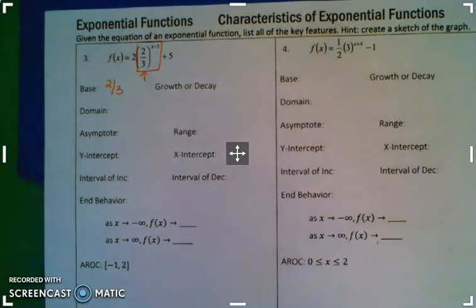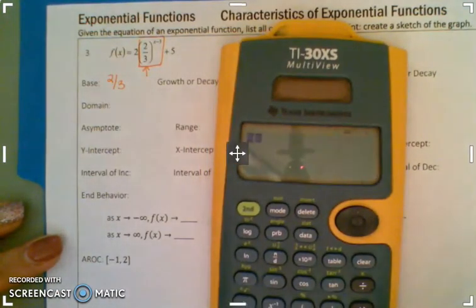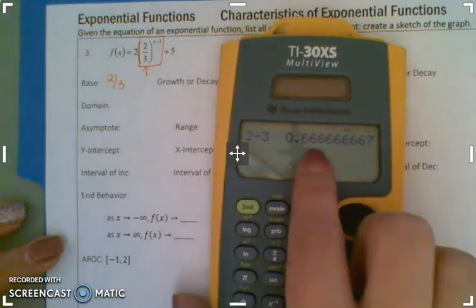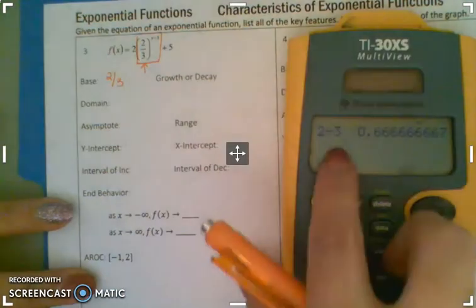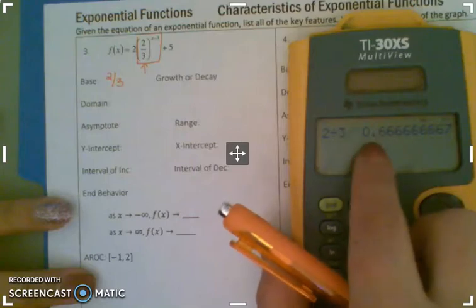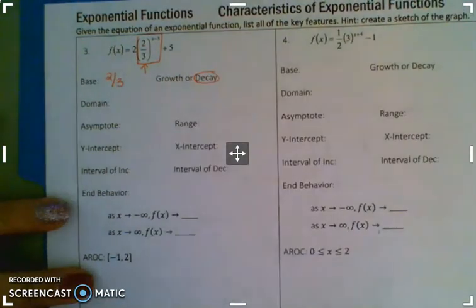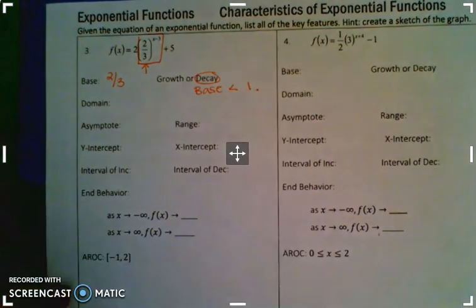So 2/3, if you put that into your calculator, handy dandy calculator, 2 divided by 3, you get 0.666666666. So this is approximately 0.67. Because it's less than 1, this is going to be decay. And we'll talk about this more in notes later on. But it's decay because your base was less than 1. If it's greater than 1, then it's going to be growth.